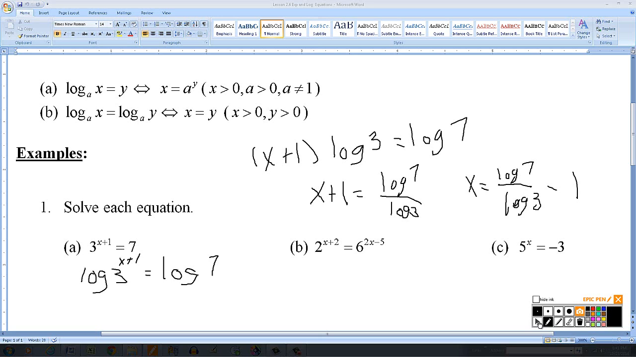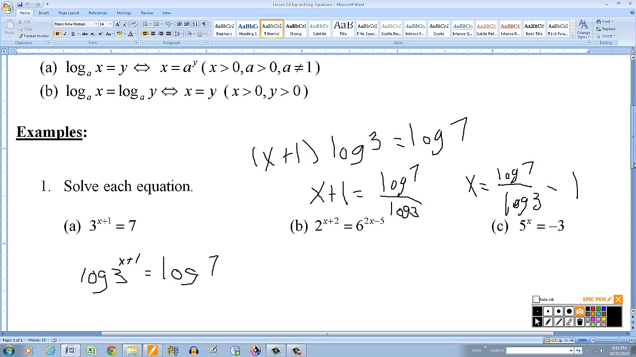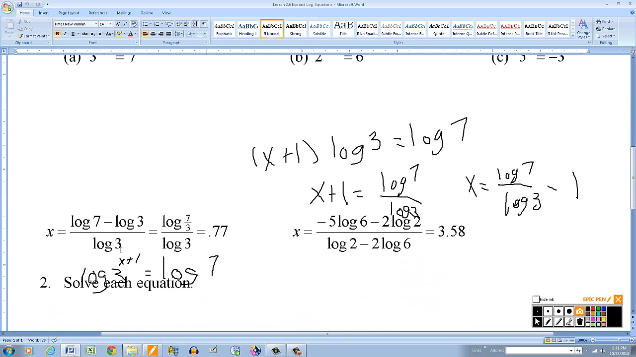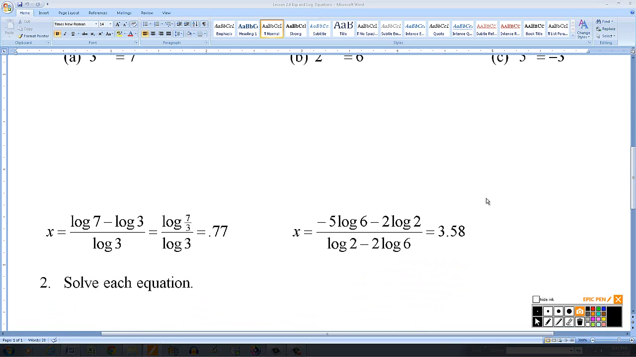So down here I wrote it this way. Okay. This is another way. Let me clear this so you can see it better. Right here you see the log of 7 minus the log of 3 over the log of 3. This can also be written as the log of 7/3, because I have a difference in logs. So this numerator can be read as the log of 7/3 divided by log of 3. That gives you 0.77 if you use your calculator.